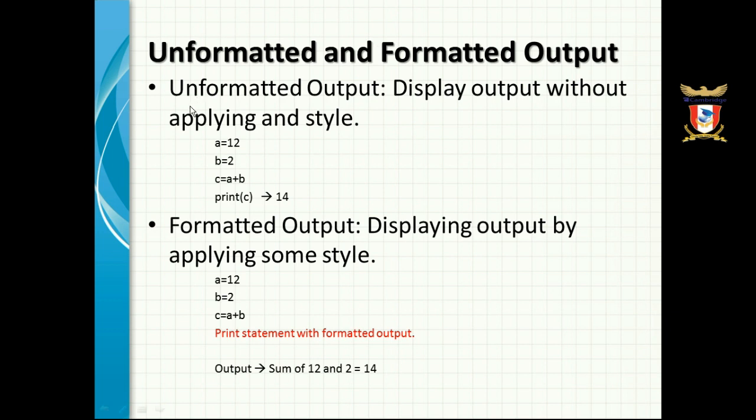So what is unformatted output? Unformatted output means displaying output without applying any specific style. For example, in this code, we are going to calculate the sum of two numbers. We assign 12 to A, 2 to B, and A plus B equal to C. Then we just print C without any formatting, and the result will be in a simple format. That is known as unformatted output, where we are just displaying the result only.